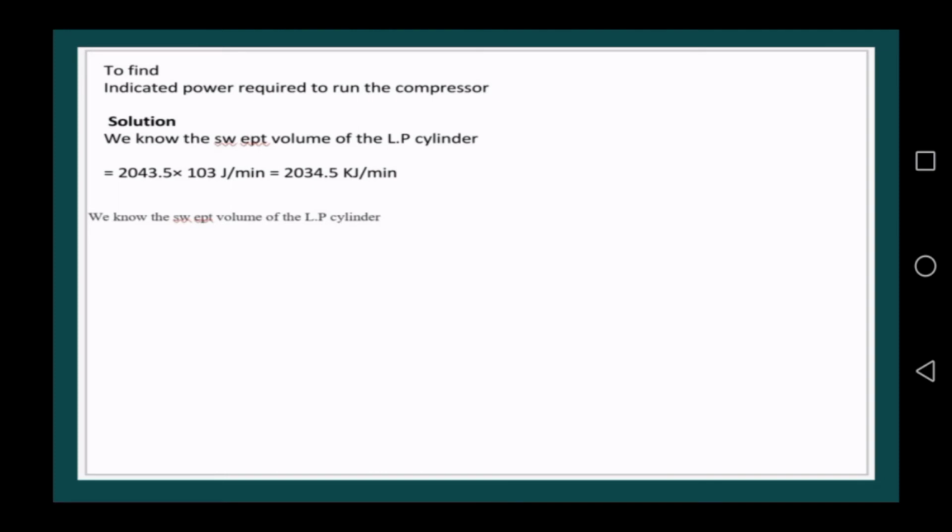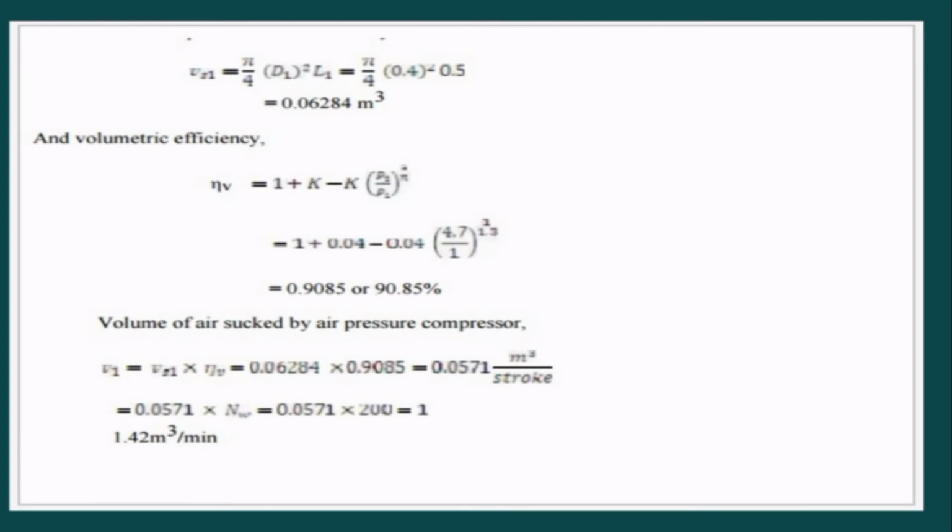Solution: we know that the swept volume of the low pressure cylinder, Vs1, is equal to π over 4 times D1 squared times L1, which is equal to π over 4 times 0.4 squared times 0.5, which is equal to 0.06284 cubic meter.